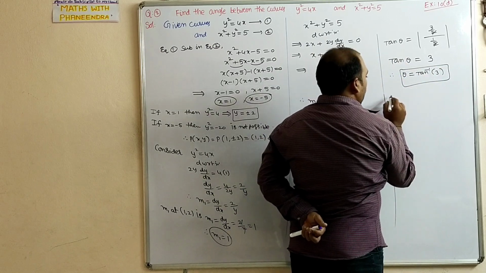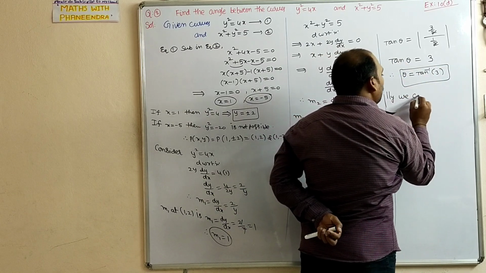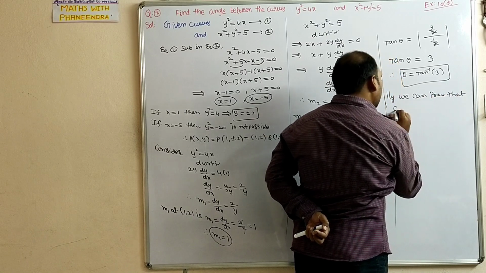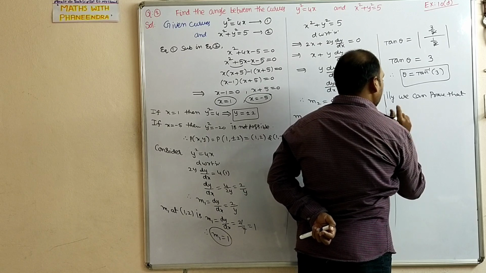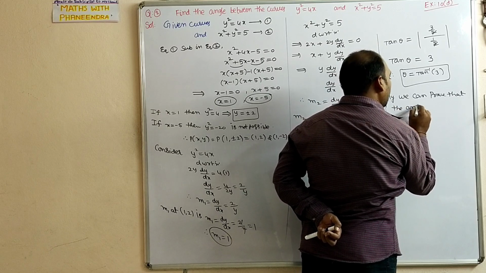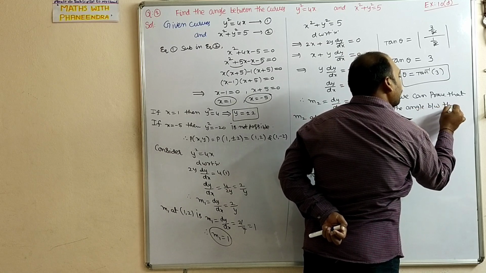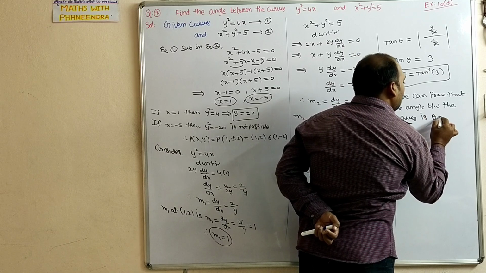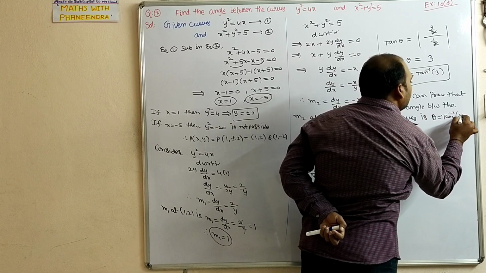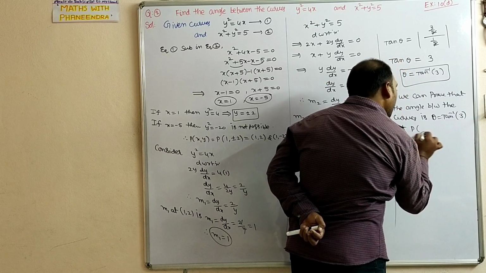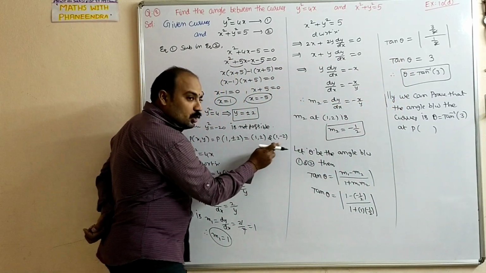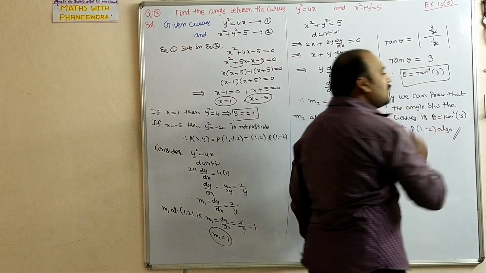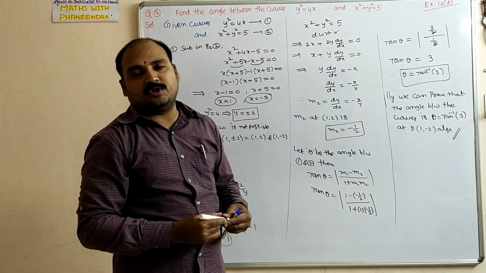Similarly, we can prove that the angle between the curves is theta equal to tan inverse of 3 at P of 1 comma minus 2 also. Hence the answer. We'll move to the next question.